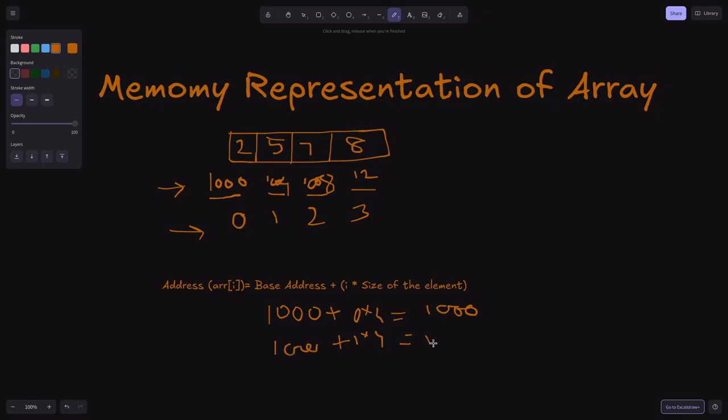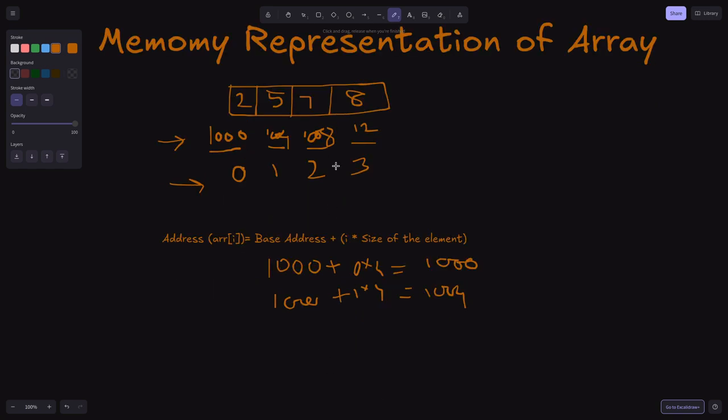that is equal to 1004. So similarly, we can find, let's say, the fourth element. The fourth element will have an index 3 because the index starts with 0. So let's say the base address is 1000. 3 into 4 is 12. So the fourth element will be at 1012.